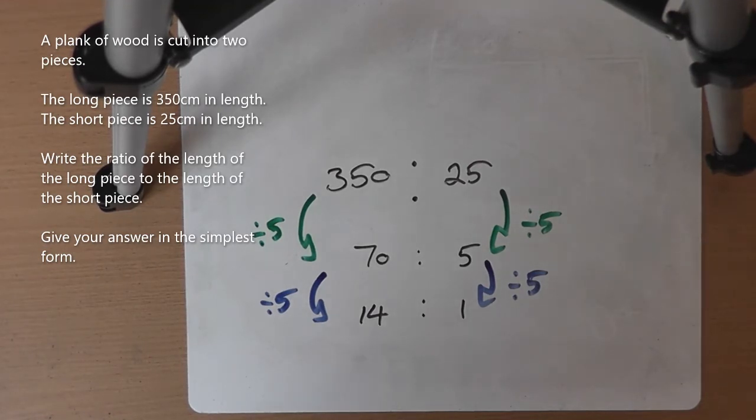14 to 1. Is there anything else that they will both divide by? Well, no, because the only thing that 1 will divide by is 1, and that's not going to change anything. So our simplest form, 14 to 1. Simplest form, remember, doesn't necessarily mean simple form.